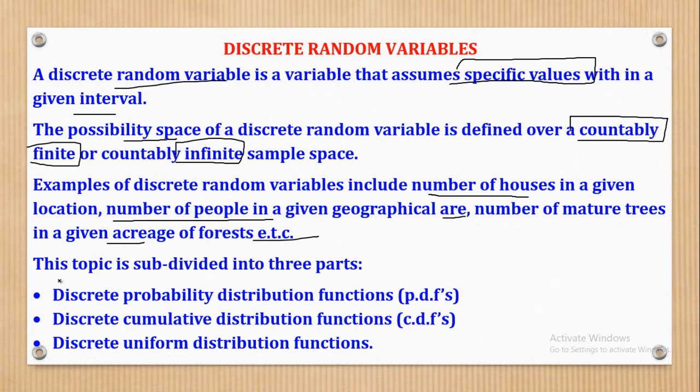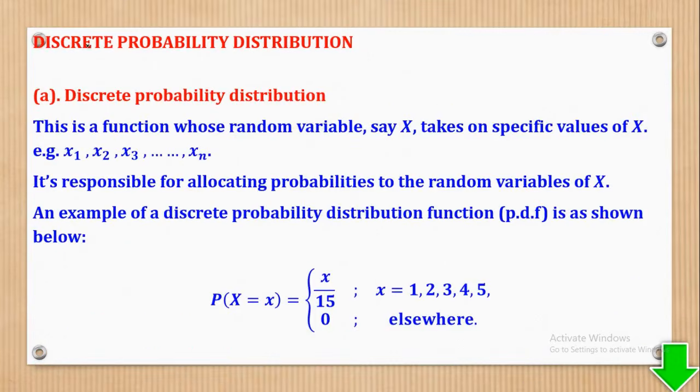Now this topic can be subdivided into three parts. The first part is discrete PDF, or probability distribution functions. The second part is discrete cumulative distribution functions, or CDF, and the last part is discrete uniform distribution functions. All these three parts will be looked at in this video. We shall start with the first part, discrete probability distribution.